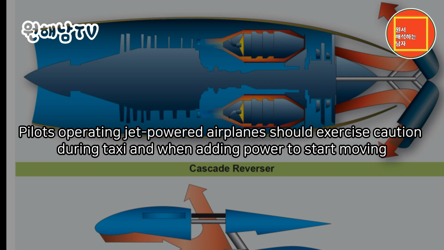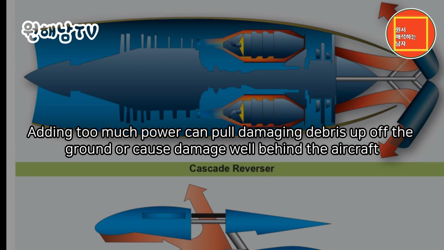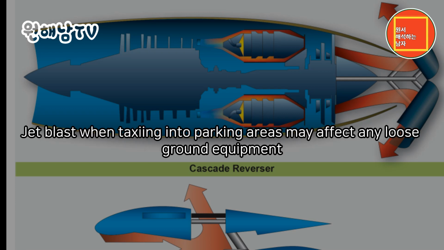Pilots operating jet-powered airplanes should exercise caution during taxi and when adding power to start moving. Adding too much power can pull damaging debris up off the ground or cause damage well behind the aircraft. Jet blast when taxiing into parking areas may affect any loose ground equipment.